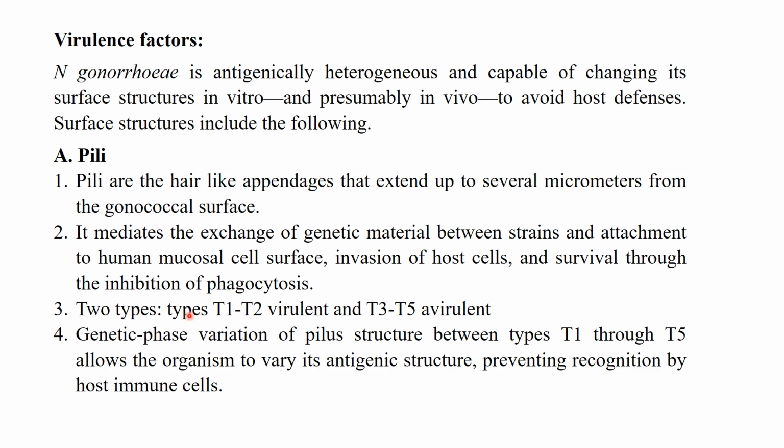Two types of the pili, type 1 and type 2, are virulent, and type 3 to type 5 are avirulent. Genetic phase variation of pilar structure between type 1 through type 5 allows the organism to vary its antigenic structure, preventing recognition by host immune cells. A variety of proteins are available, that's why there are antigenically different types of bacteria present that can be used in the evasion of the immune cells.